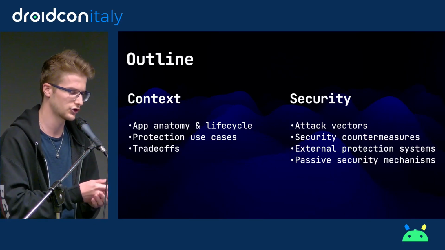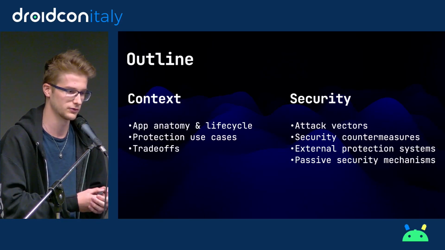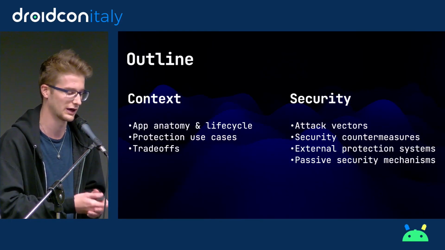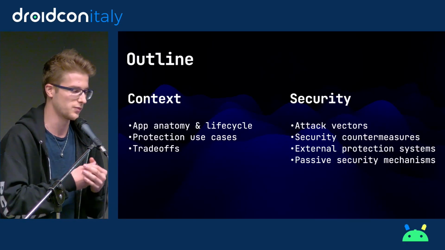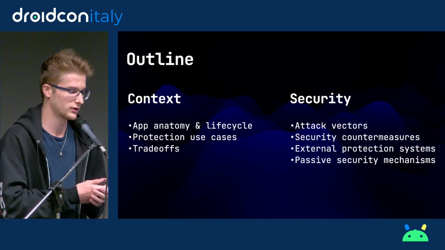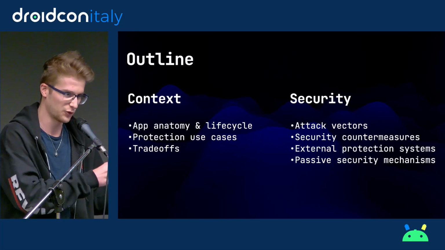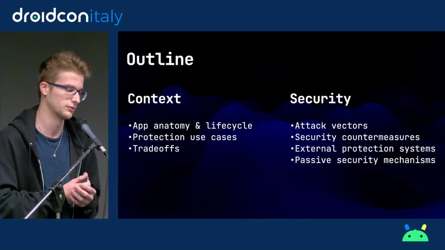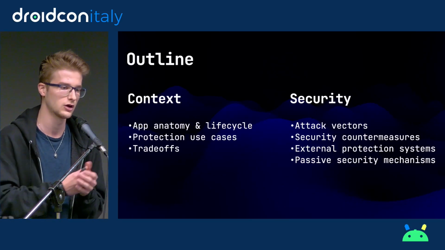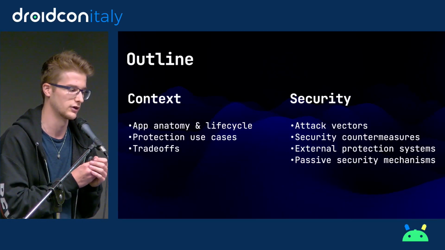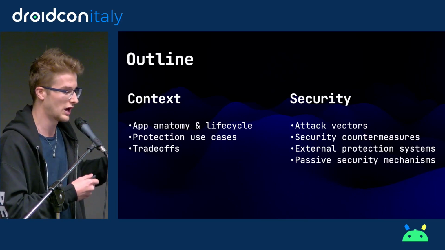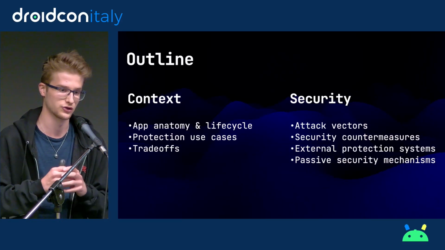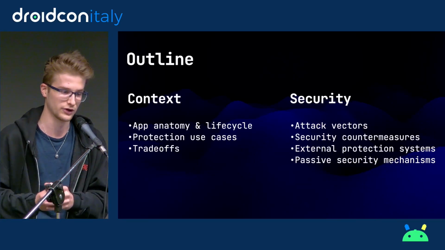And I actually want to go through the things that I have outlined here. Now, we're going to talk about content. I will divide the presentation in two parts. The first one is going to have context. So we're going to contextualize all the things that we have to talk about in the presentation. We will go through app anatomy and lifecycle so that we get an idea about how your application works from a security standpoint.